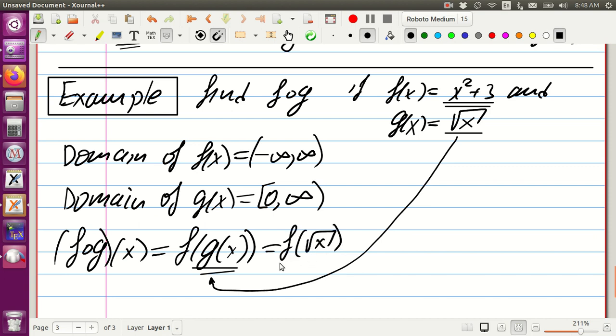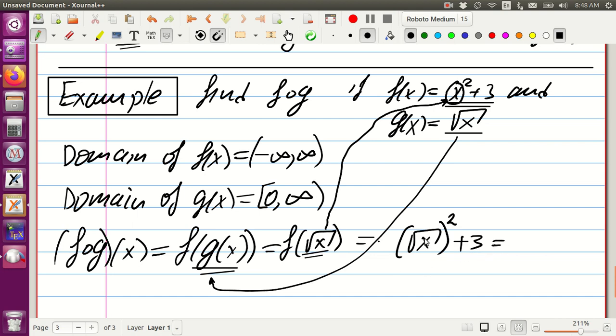So what does it mean to evaluate f at the square root of x? We have to take square root of x and plug it in for this x over here. So we have parenthesis square root of x squared. So again, we take square root of x and we write it instead of this x using parentheses, plus 3. So what do we get at the end? Square root of x squared is x. So we get x plus 3.